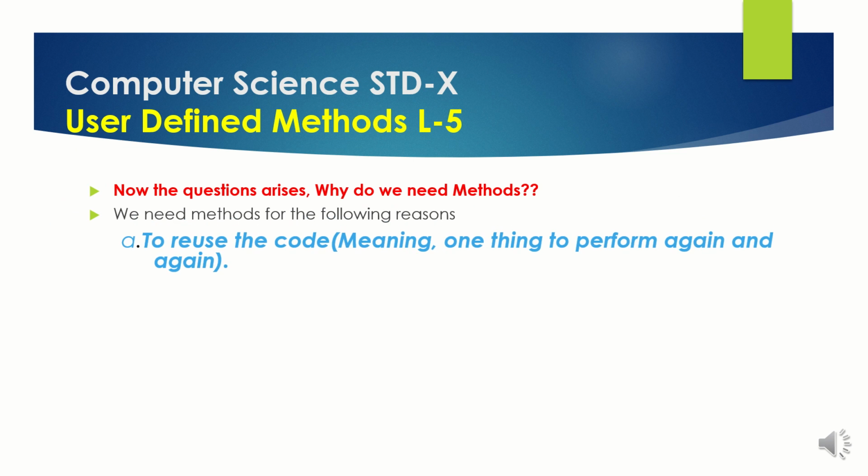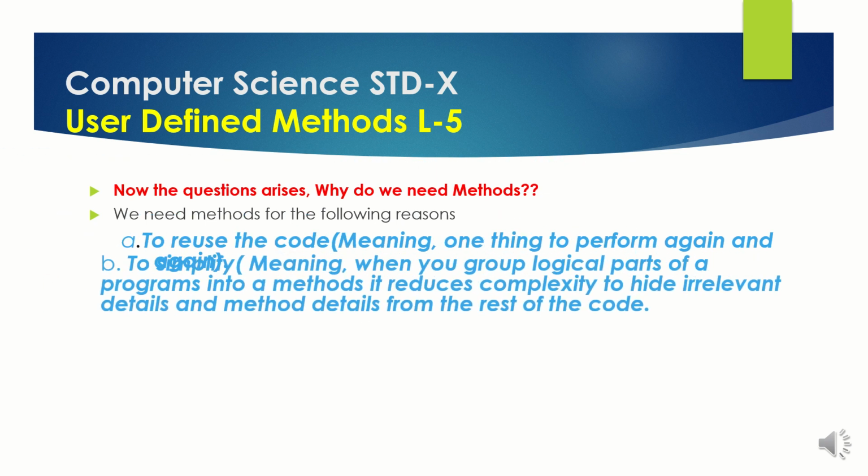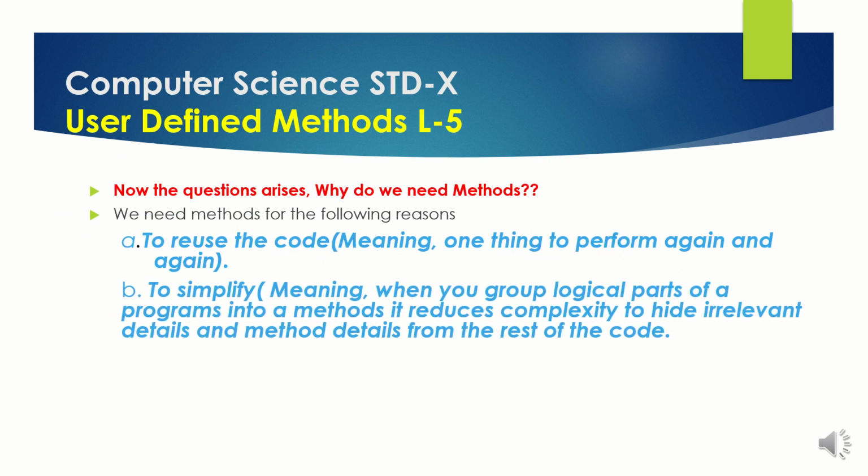First is to reuse the code. For example, if you want to perform the same kind of task multiple times, it is very difficult to write the code multiple times. So instead of writing the code multiple times, we write it one time. It helps to reuse the code, meaning one thing can be performed again and again. No need to write the logic every time.